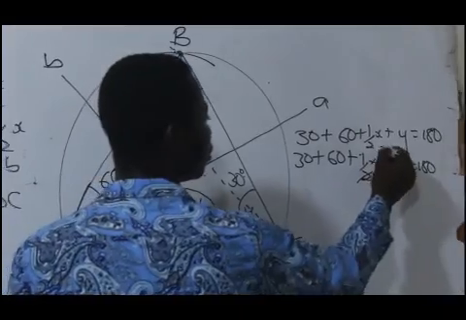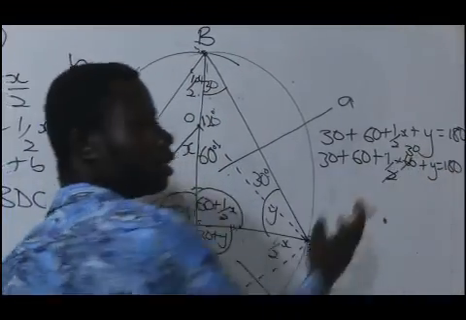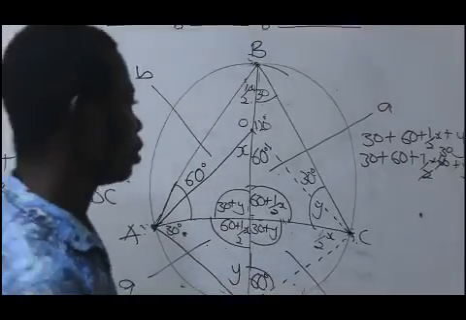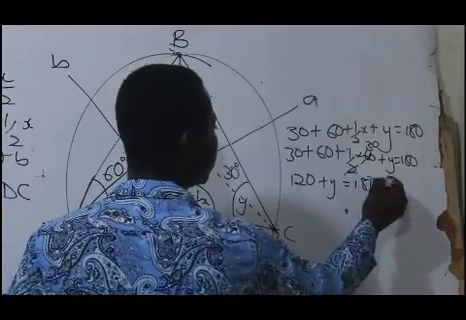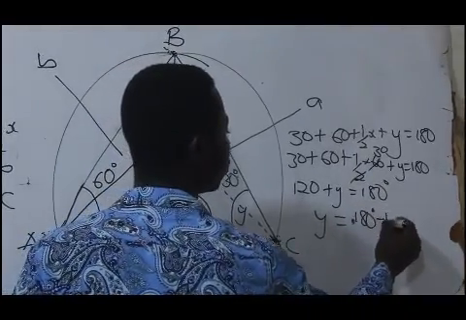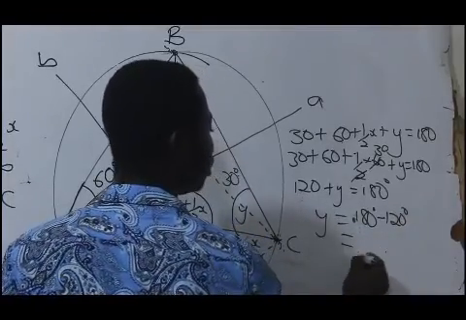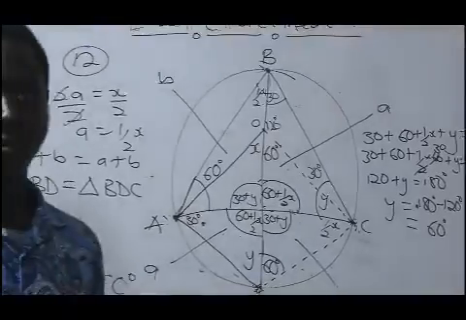Therefore, we have 30 plus 60 gives us 90. 90 plus 30 gives us 120. So here we have 120 plus y equals 180 degrees. We have y equals 180 minus 120. This gives us what? 60 degrees. So this is very interesting.